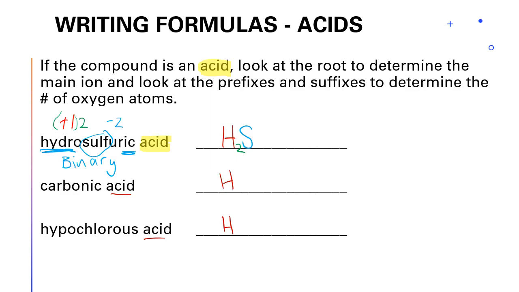Then we have carbonic acid, and so that starts with H because it's an acid. And now we've got carbon as my stem, ic. An ic acid comes from an ate ion.